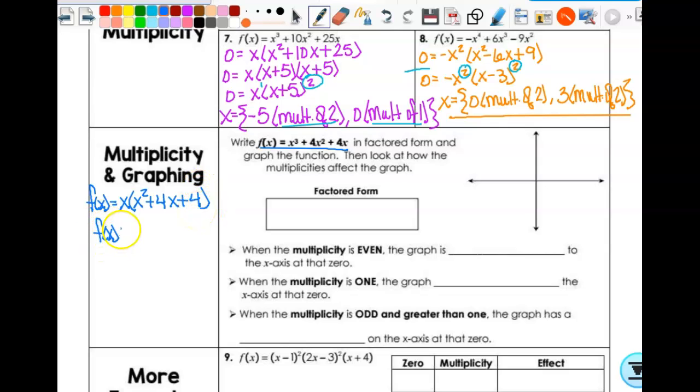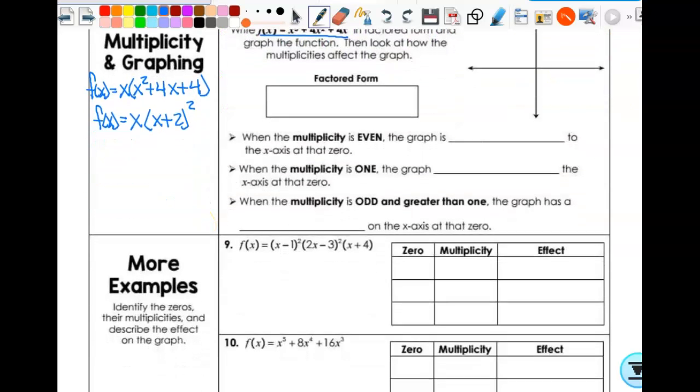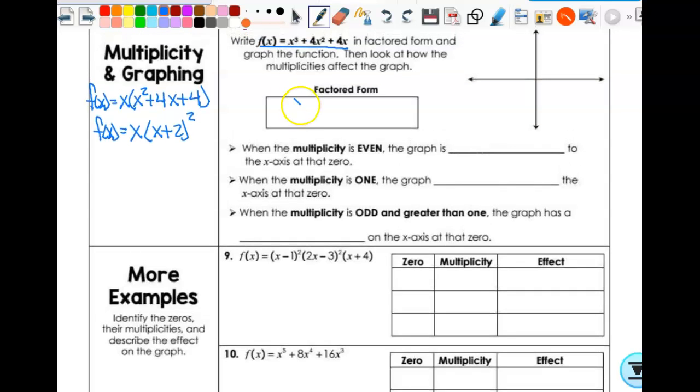So this is this x. I can take half of this and square it and get this. So I know this is x plus 2 squared. So here is my factored form. F of x is equal to x times x plus 2 squared. So then it says to graph it.